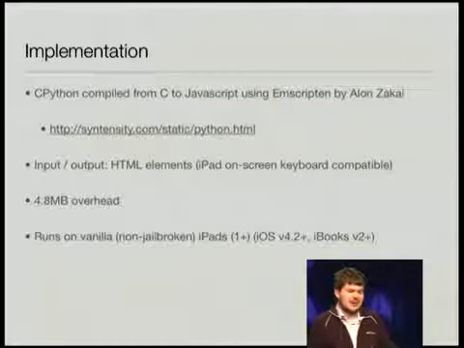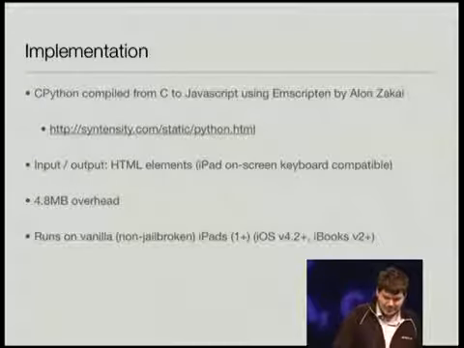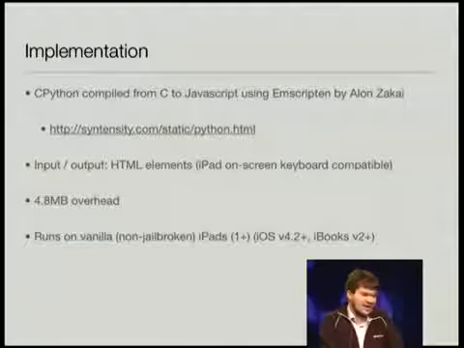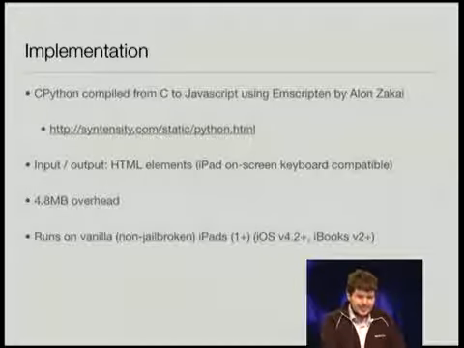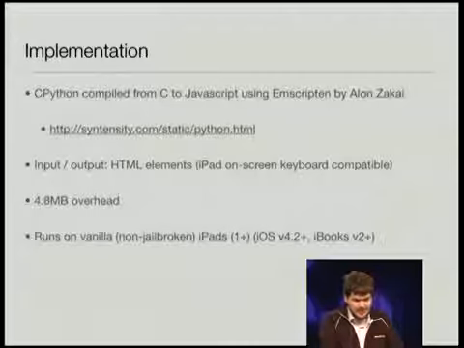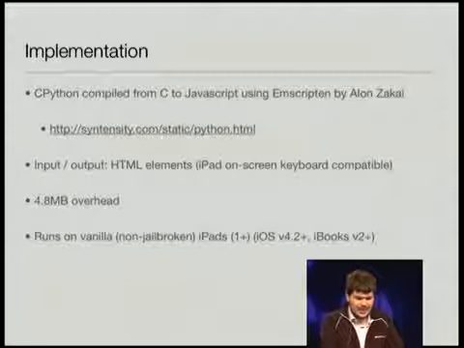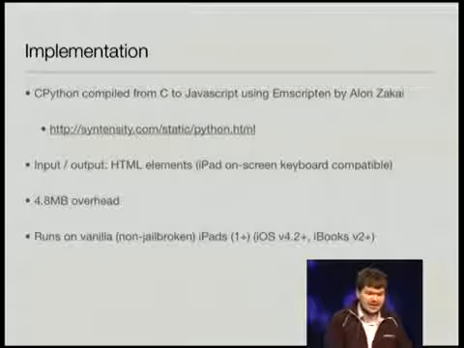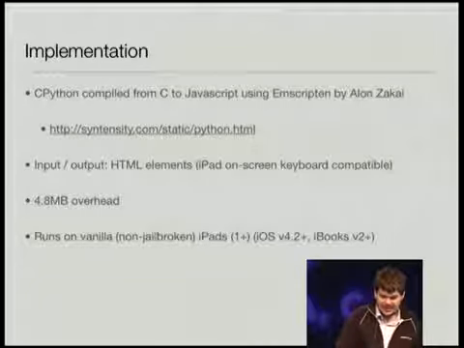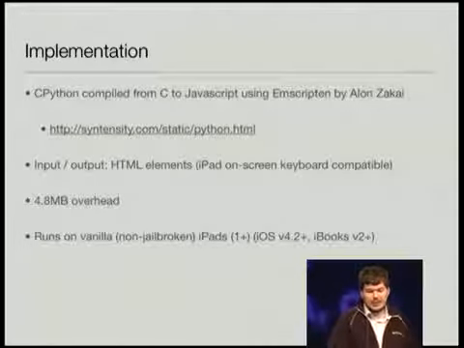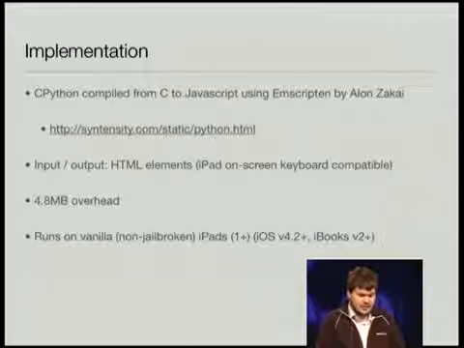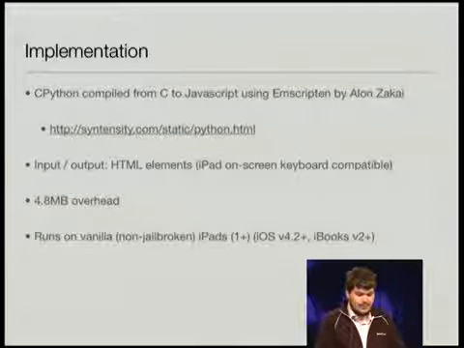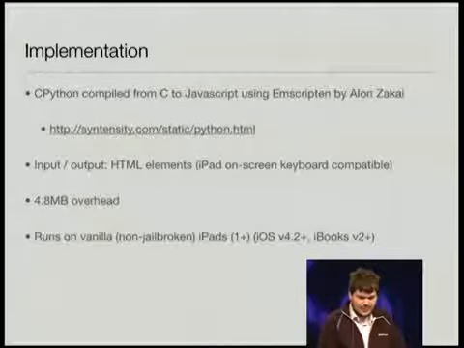So it's CPython compiled from C to JavaScript using Emscripten by Alon Zakai. The input and output is HTML elements. It is compatible with the iPad on-screen keyboard. There is a 4.8 megabyte overhead, which is not that bad considering basically what the code looks like. And the big thing is that it runs on vanilla iPads, starting with the first gen, iOS version 4.2 and up, and iBooks version 2 and up. And if you find me, I will show you this running on my first gen iPad. I don't have the 3 yet.